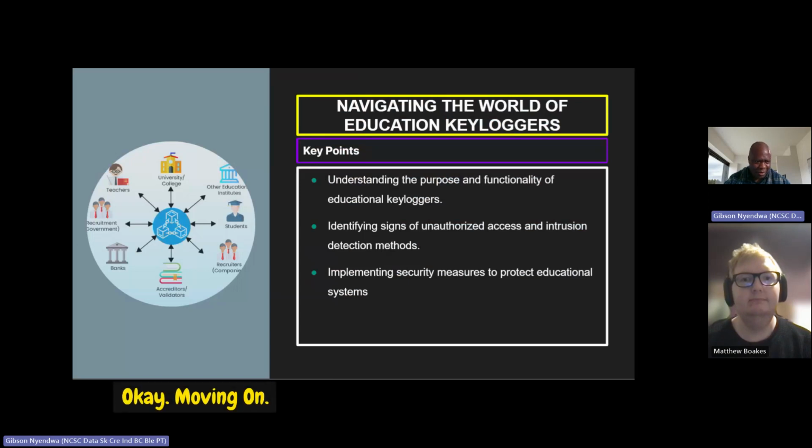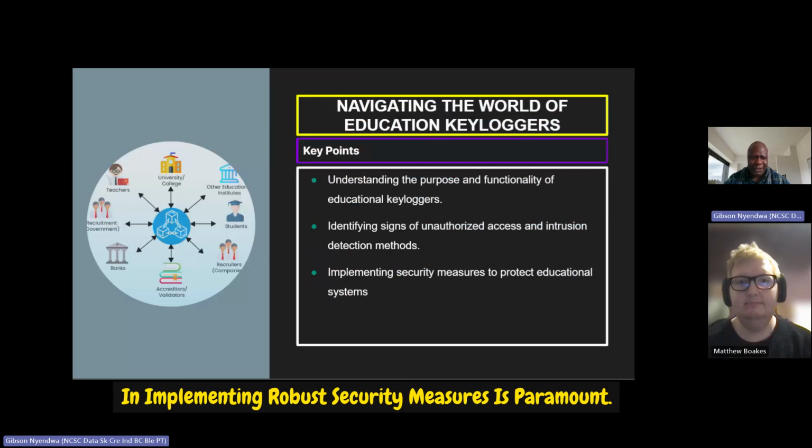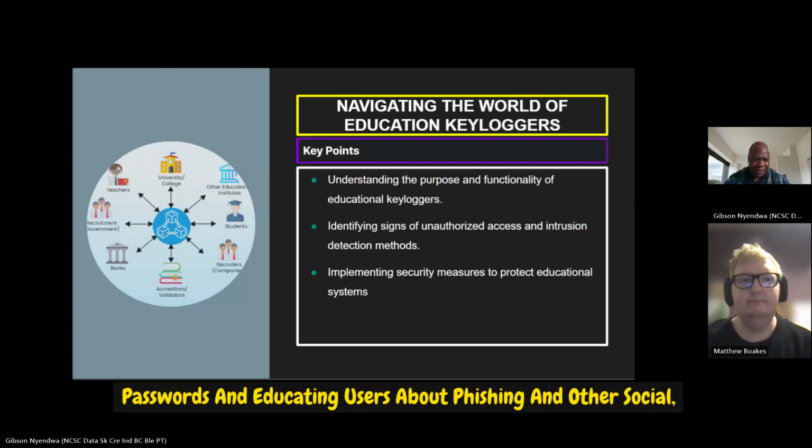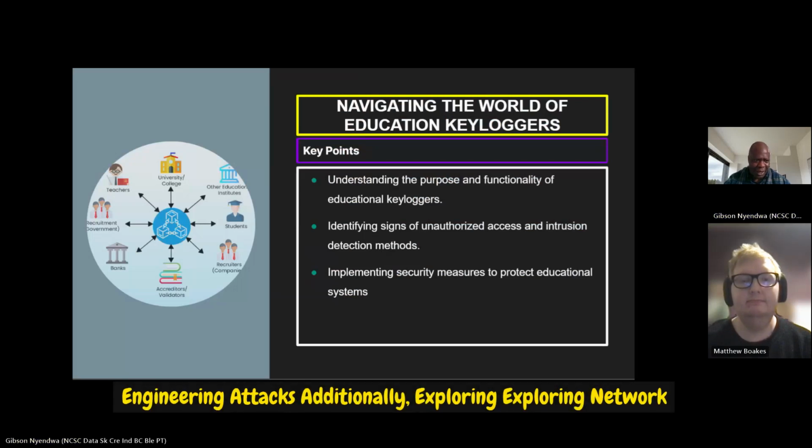Okay, moving on. Implementing security measures to protect educational systems. Implementing robust security measures is paramount. This includes regular software updates, using strong, unique passwords, and educating users about phishing and other social engineering attacks.